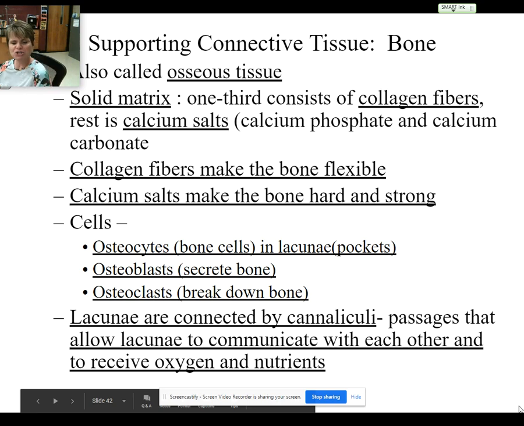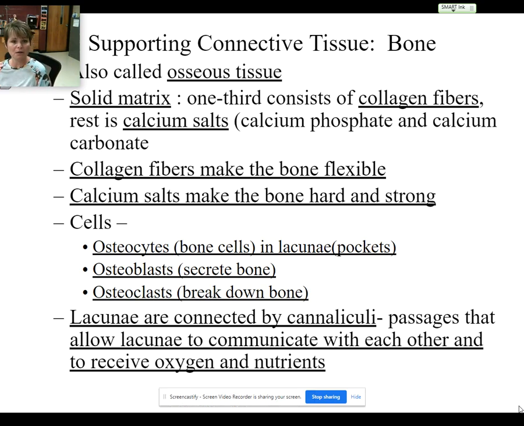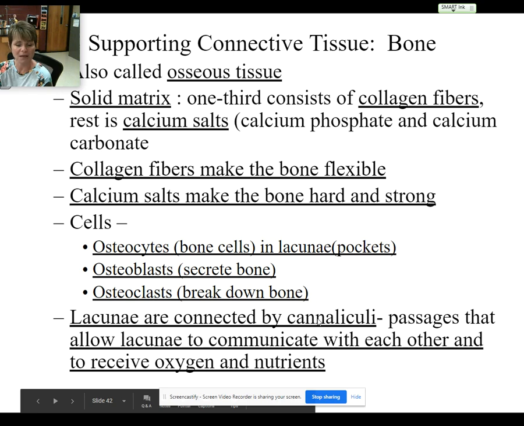We also have passages that connect the lacuna with the osteocytes inside to one another. And these passages are used so that those osteocytes can communicate with one another. And also, this is how oxygen and nutrients get from blood vessels in the bone to these cells that are surrounded by this kind of hard, solid matrix. It's these passages that allow the oxygen and nutrients to diffuse from blood vessels to the cells in the lacuna. And these passages are called canaliculi.